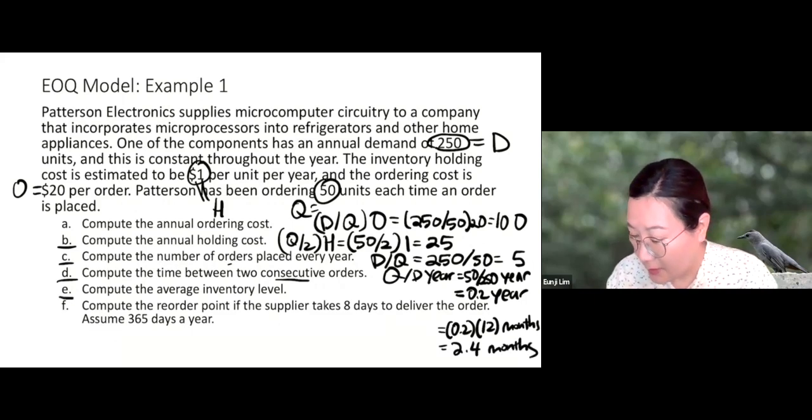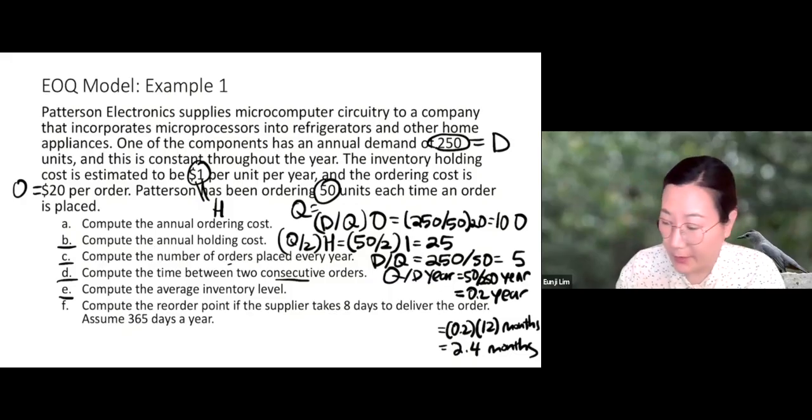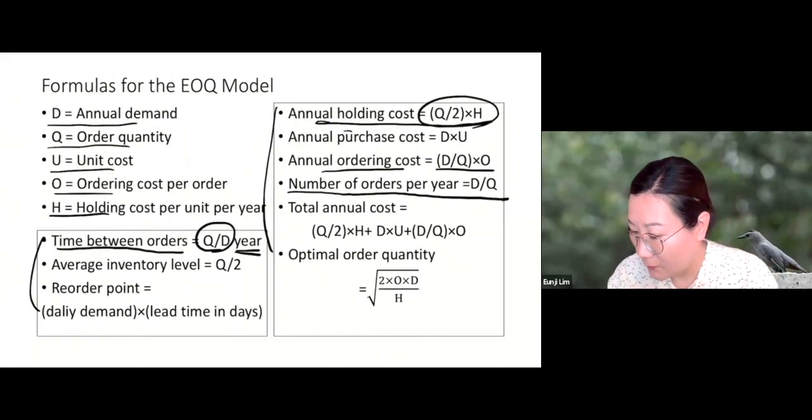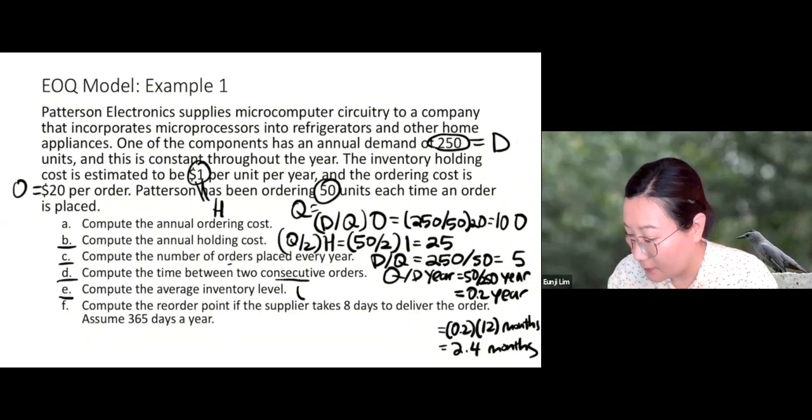Let's go to E, compute the average inventory level. What's the formula for the average inventory level? That's Q over 2. So Q is 50. 50 over 2 is 25.